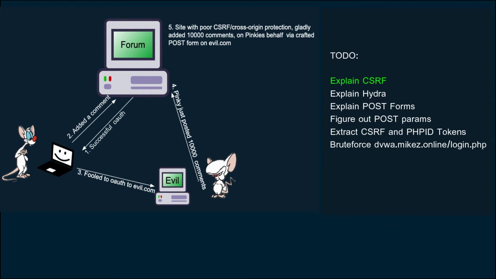Alright, so cross-site request forgery. Let's pretend that Brain on his evil server has a POST form that can post data to a third-party forum. But this form is naked because he doesn't have any credentials or tokens or anything like that. But luckily for us, if we get Pinky to authenticate to our evil web server after authenticating to the forum, we'll have the necessary credentials to do whatever actions on behalf of Pinky.